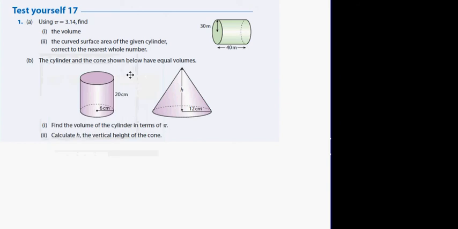Okay, so this is Test Yourself 17. This is question 1. Using pi equals 3.14, find the volume of the following cylinder.